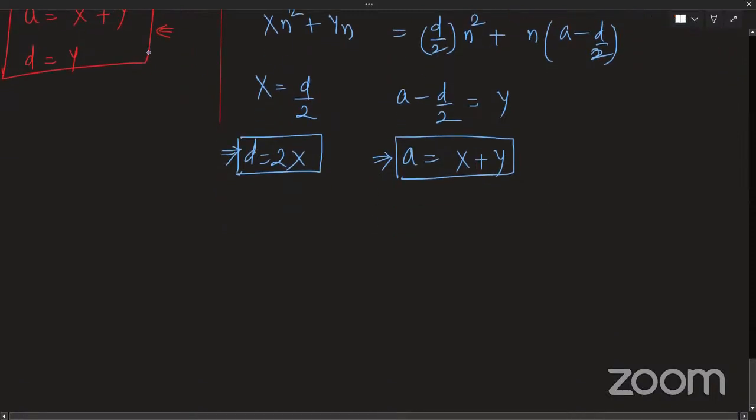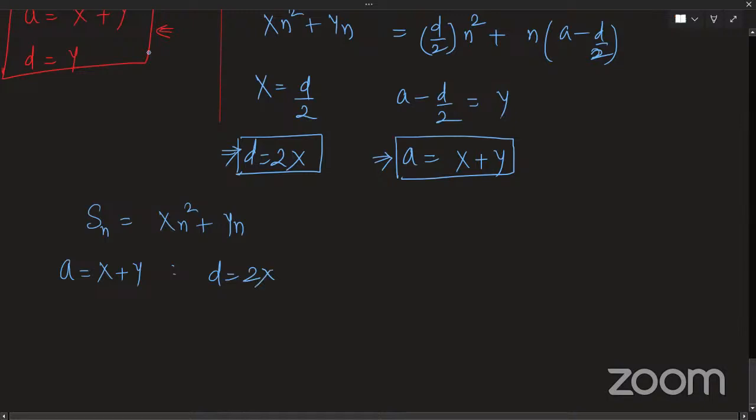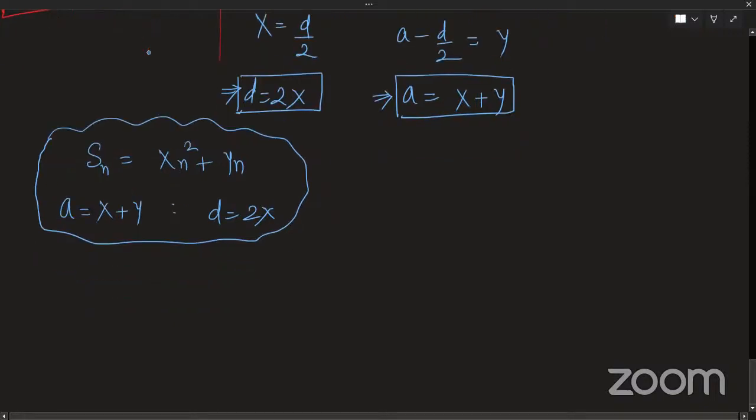Okay, great. So basically, whenever you are given your Sn as xn square plus yn, just make sure that you know this already: your first term is equal to x plus y, and your common difference is 2 times x. Okay, a very small proof. Fine.